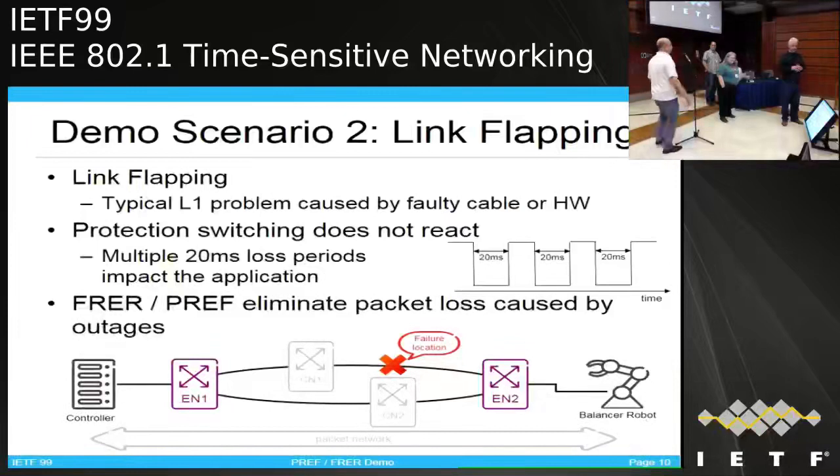And so this is the flapping, and of course it works with physical failure. So if we can restart again, I will unplug the link shown in the figure.